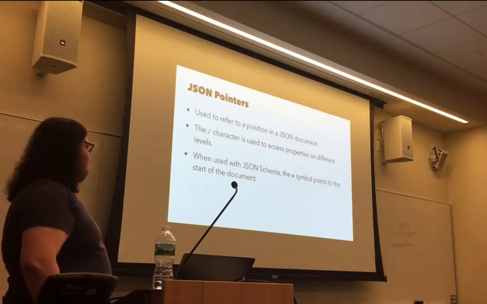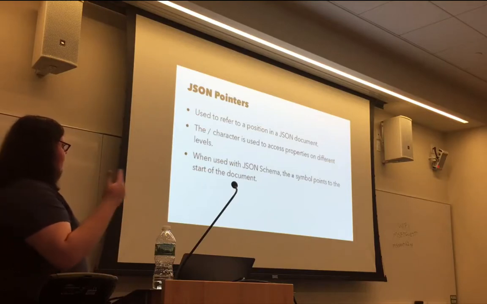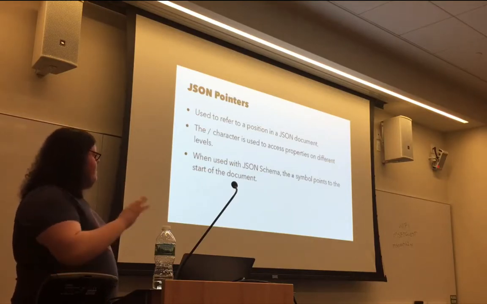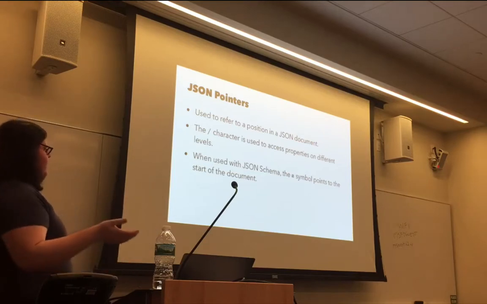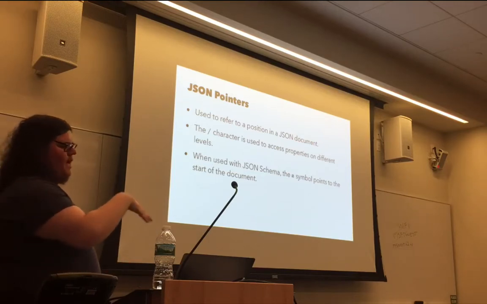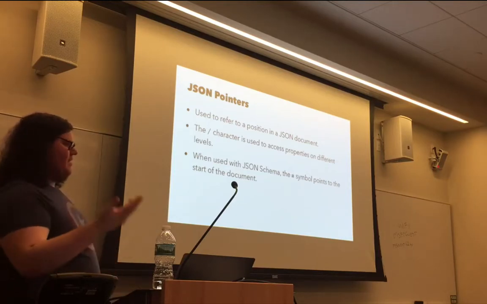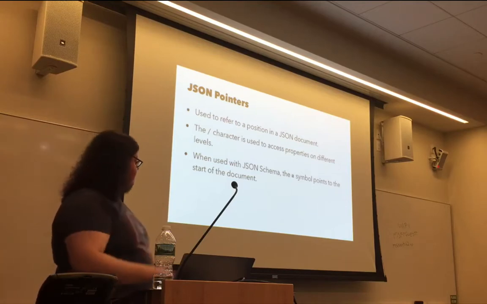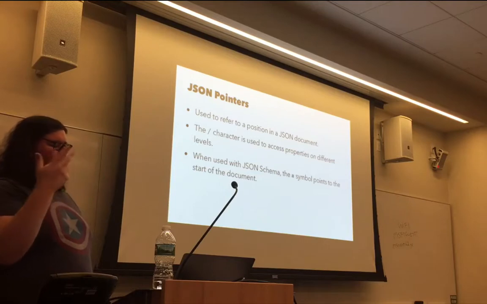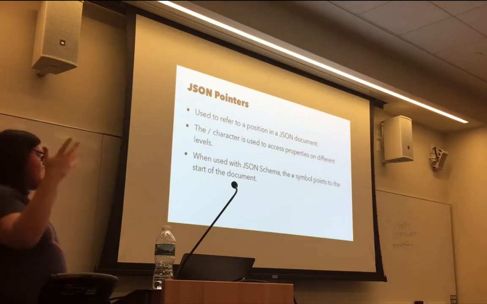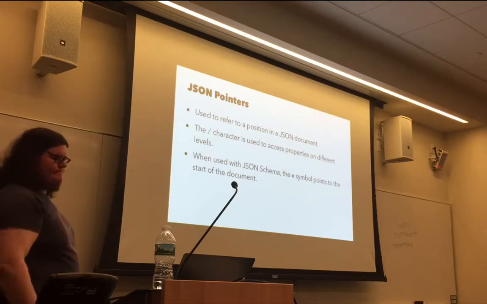We use it to refer to a position in a JSON document. The / character is used to access properties on different levels. The / character is used for everything, be it numbers or strings. In JavaScript, you might be familiar with JavaScript object path notation, which uses a combination of dots and brackets depending on type. This is much simpler. When used with JSON Schema, we extend it to provide that the hashtag symbol points to the root or the start of the document. That's the part of the $schema, title, etc.